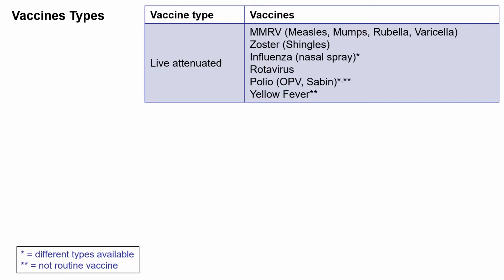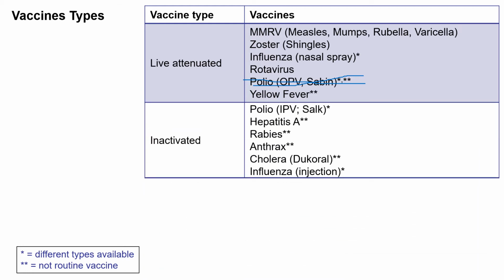So here's a list of some of the vaccines that are given in Alberta. You can see there's a list of the live attenuated vaccines. So I mentioned the polio vaccine. We actually don't use this oral polio vaccine in Alberta anymore, but you can see quite a number of vaccines that people may get routinely. So the varicella vaccine, shingles vaccine, rotavirus vaccine as well. Yellow fever, you might get that if you're traveling.